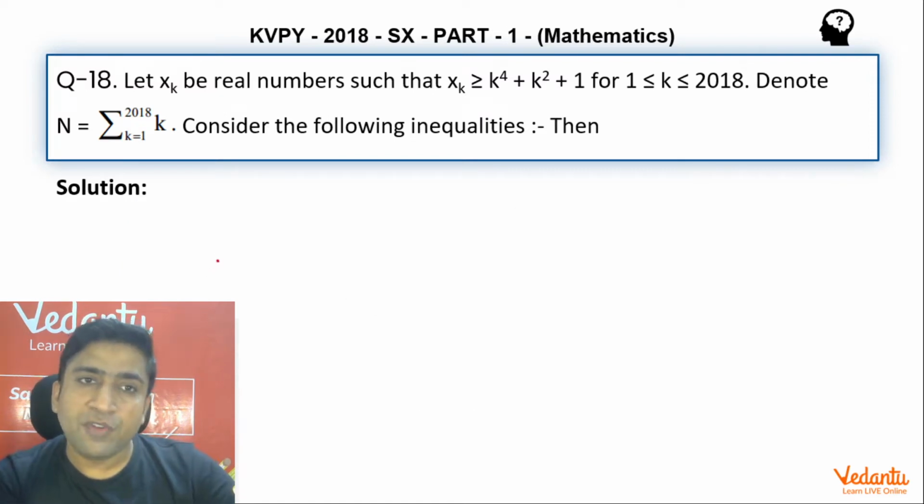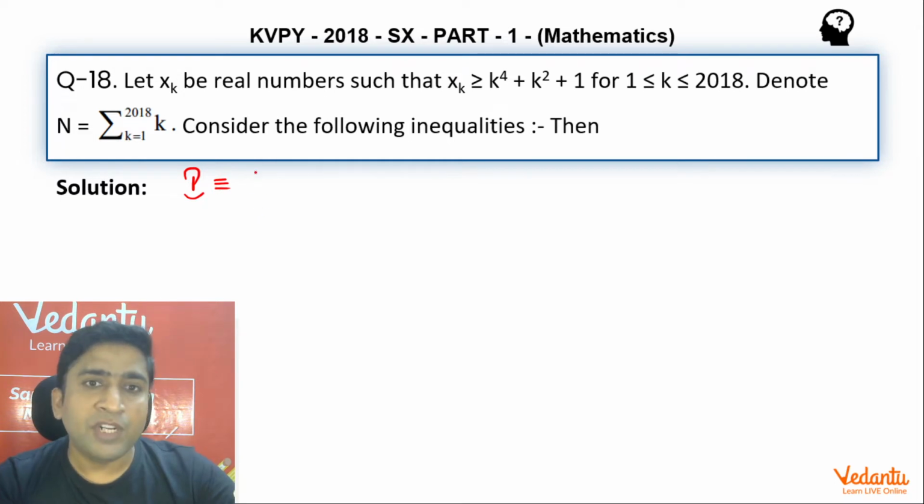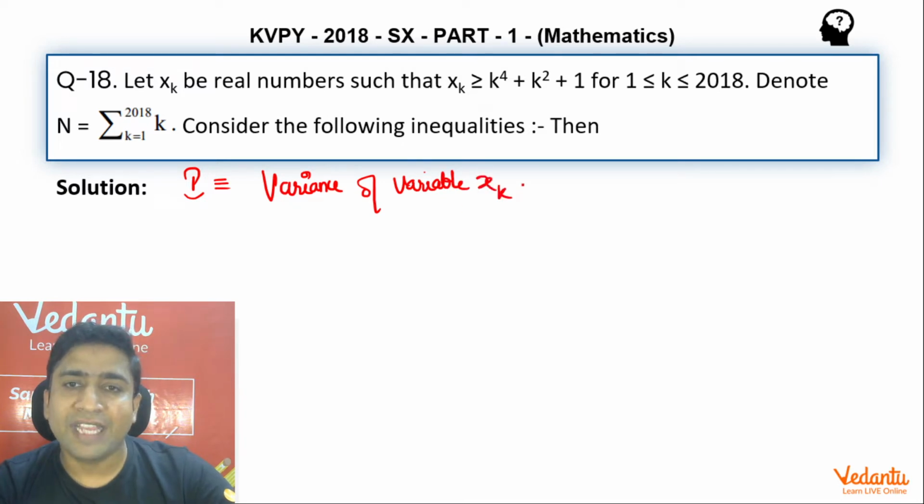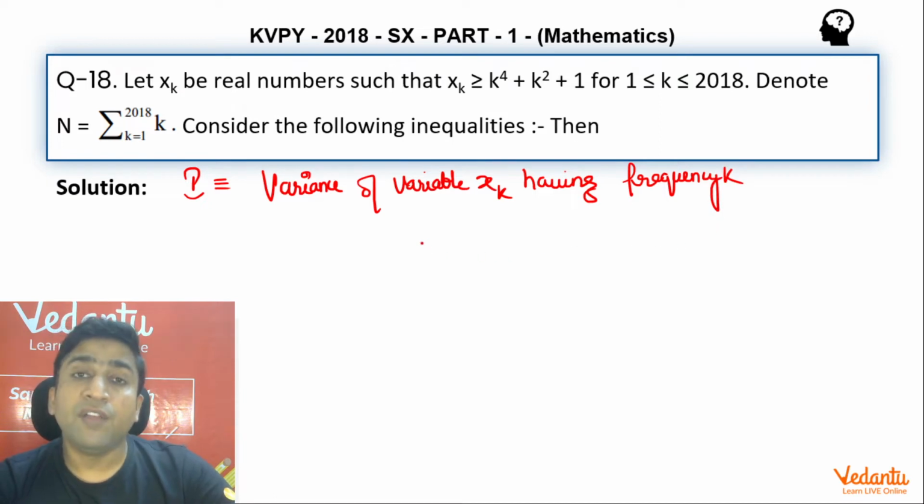Okay, so bachcho, if you want to deal with this question, I'll just ask you one thing. For statement 1, guys, I hope all of you will realize that if I want to write the variance of a variable, try to realize the scenario. I want to write the variance of a variable xk having frequency k. If I want to write down the variance of a variable xk having frequency k, guys, how am I going to write?